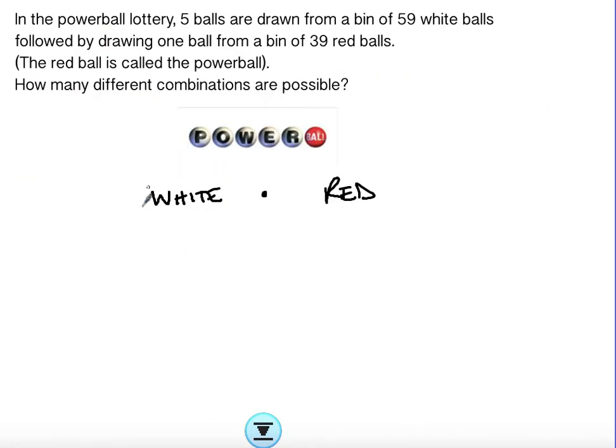Okay, now how many whites are there and how many are we choosing? Well, there's 59 white balls and I'm choosing 5. Any 5, any order. The order does not matter for Powerball. It's simply just did you get the numbers, but any order is fine. And then with the red, there's 39 reds in the bin and I'm just choosing 1. So if I put those in my calculator and multiply, this is what I'm going to get.